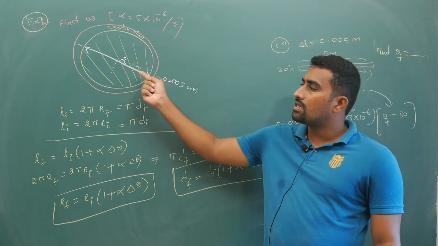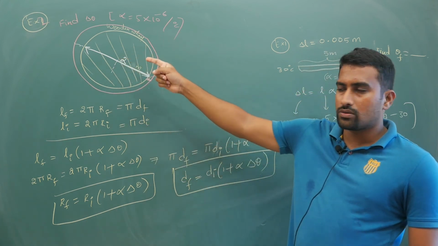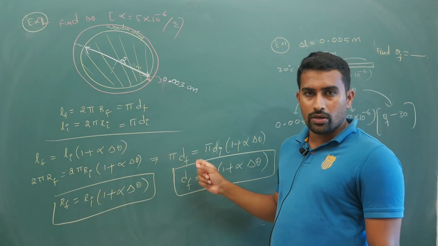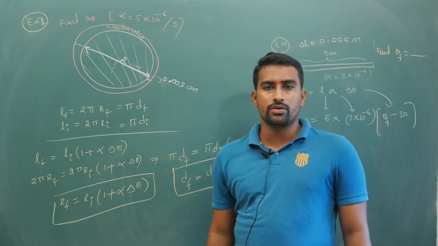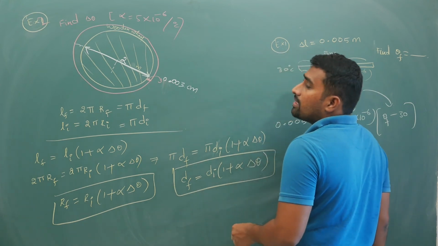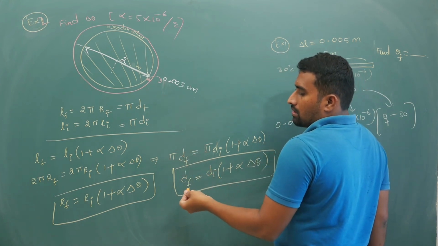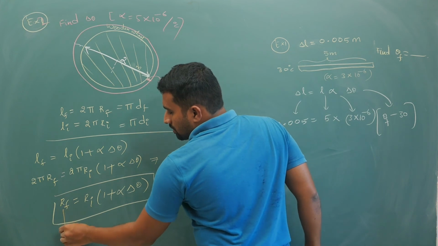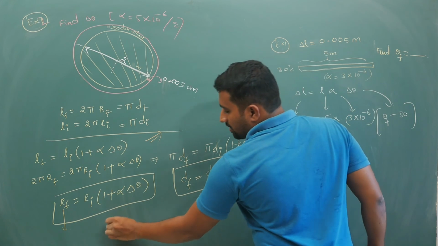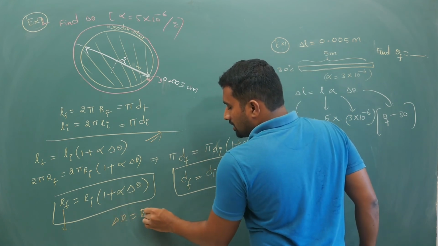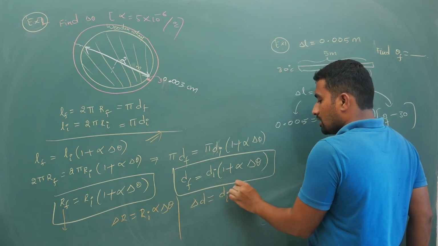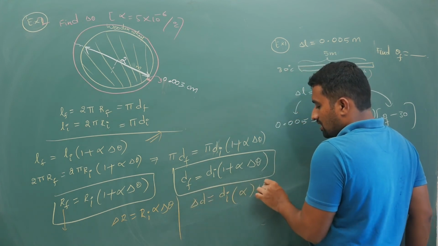Whether you take the length, the radius 2 pi r, only radius, or only diameter, it is not going to change. Your answer is the same. So if you want the change in radius, delta r, you don't need to do all this. You can directly say from here delta r is R initial into alpha into delta theta. From here, delta D, the change in diameter, is initial diameter times alpha into delta theta.